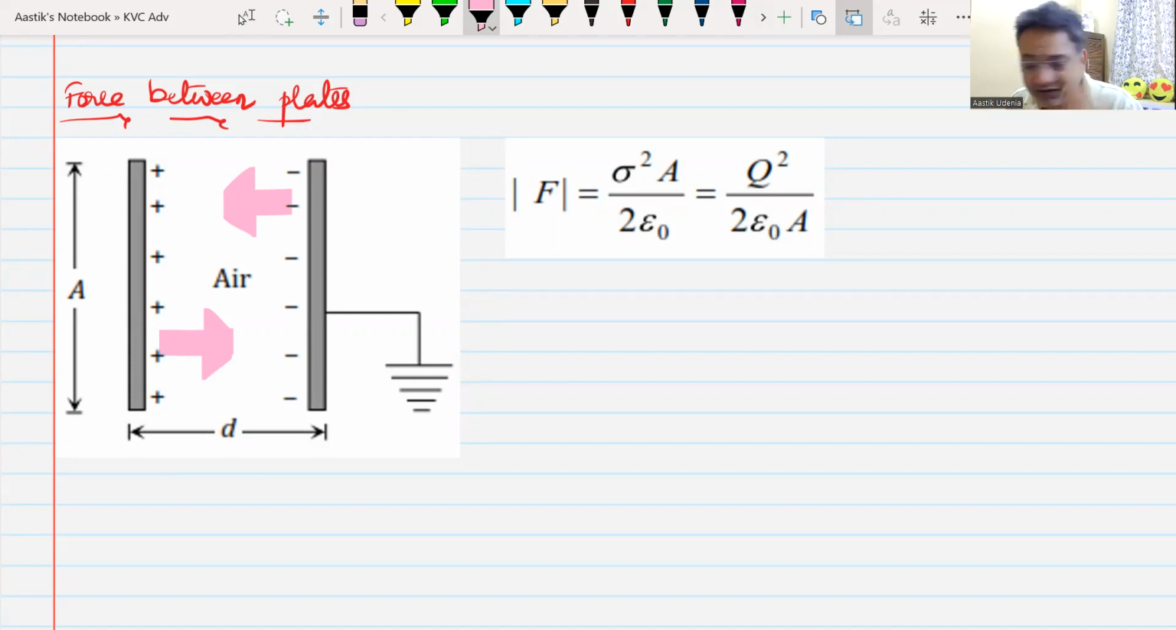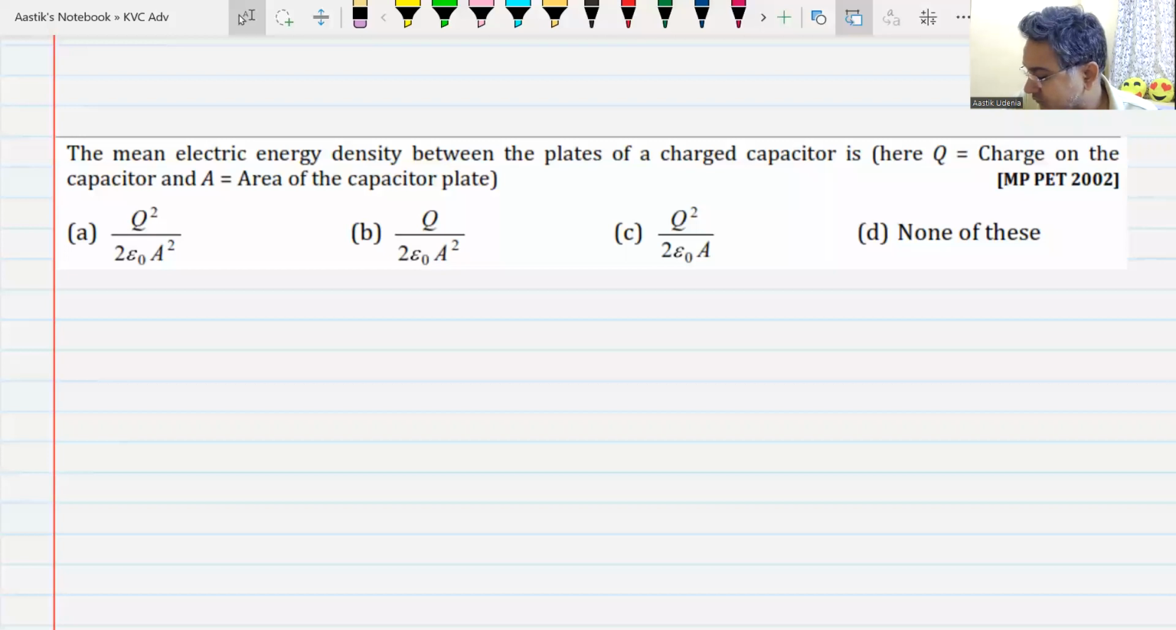The force of attraction between the plates of the capacitor is given by this formula. You can remember it in terms of sigma, which is the surface charge density, or you can remember it in terms of Q, which is the charge given to the plates. This plate is having charge plus Q, this plate is having charge minus Q. I'll give you 2 minutes to note this down.